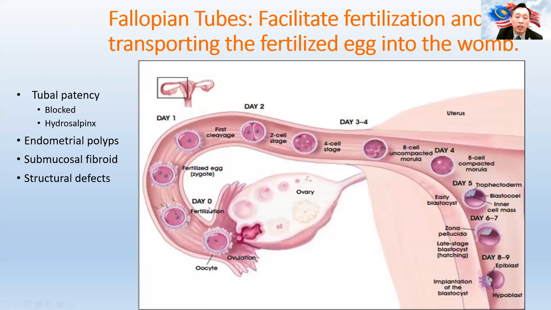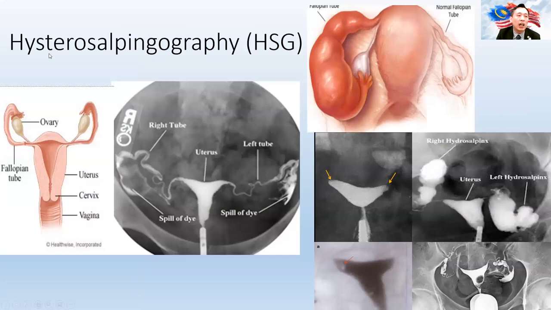So normally fertilization happens in the fallopian tube. You can also do HSG to check tubal patency. The general practitioner should do that also. You want to know whether there's a polyp, submucosal fibroid, or a structural defect such as didelphys or bicornuate uterus, and so on. So this is how the hysterosalpingogram looks.